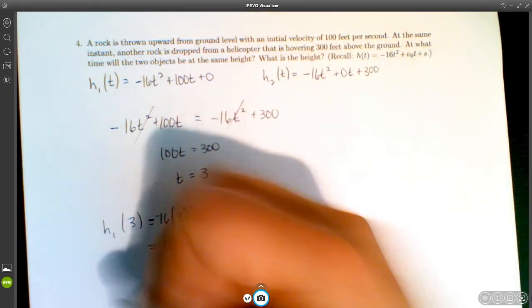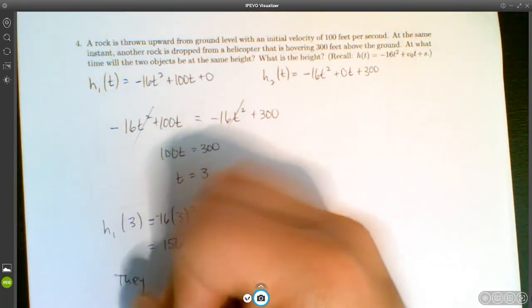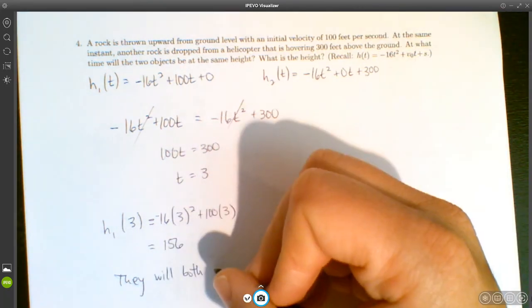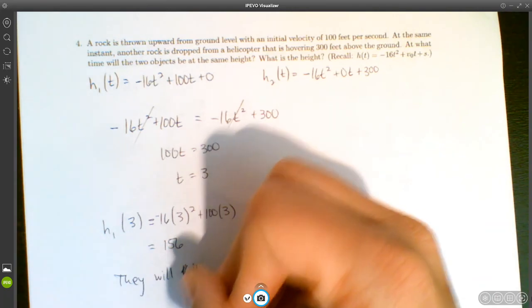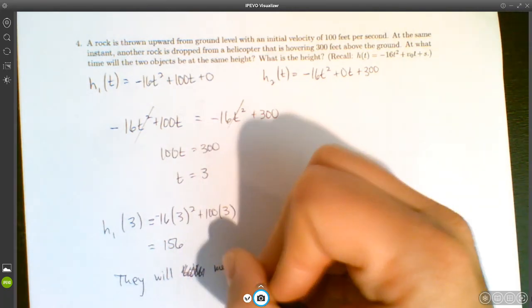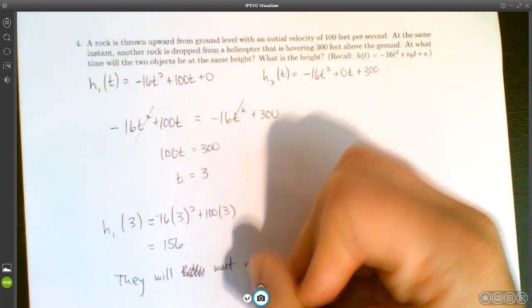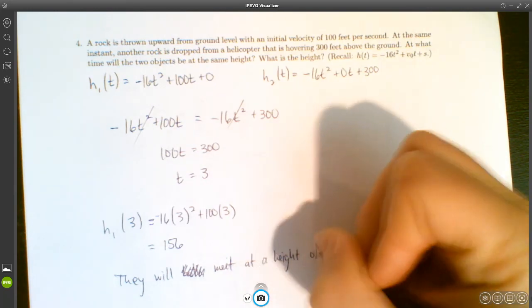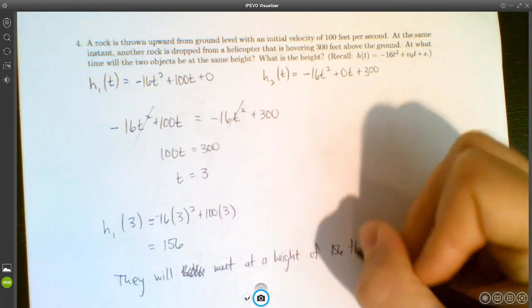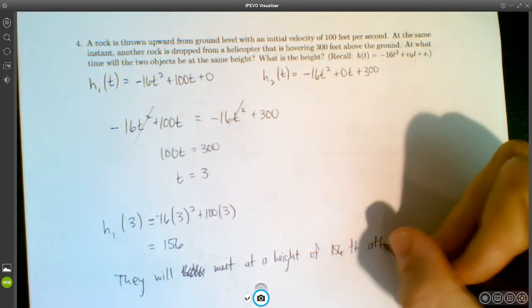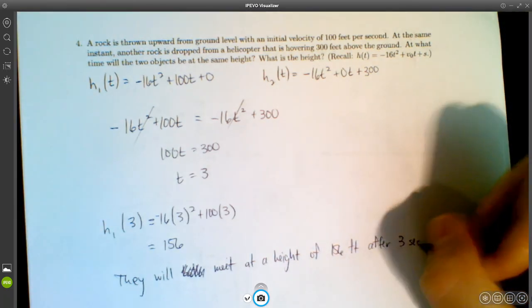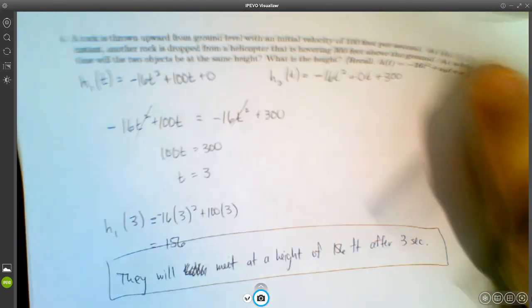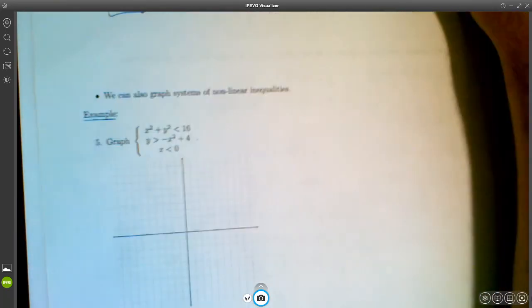Okay, so they will meet at a height of 156 feet after 3 seconds. Okay, so there's the answer to that one.